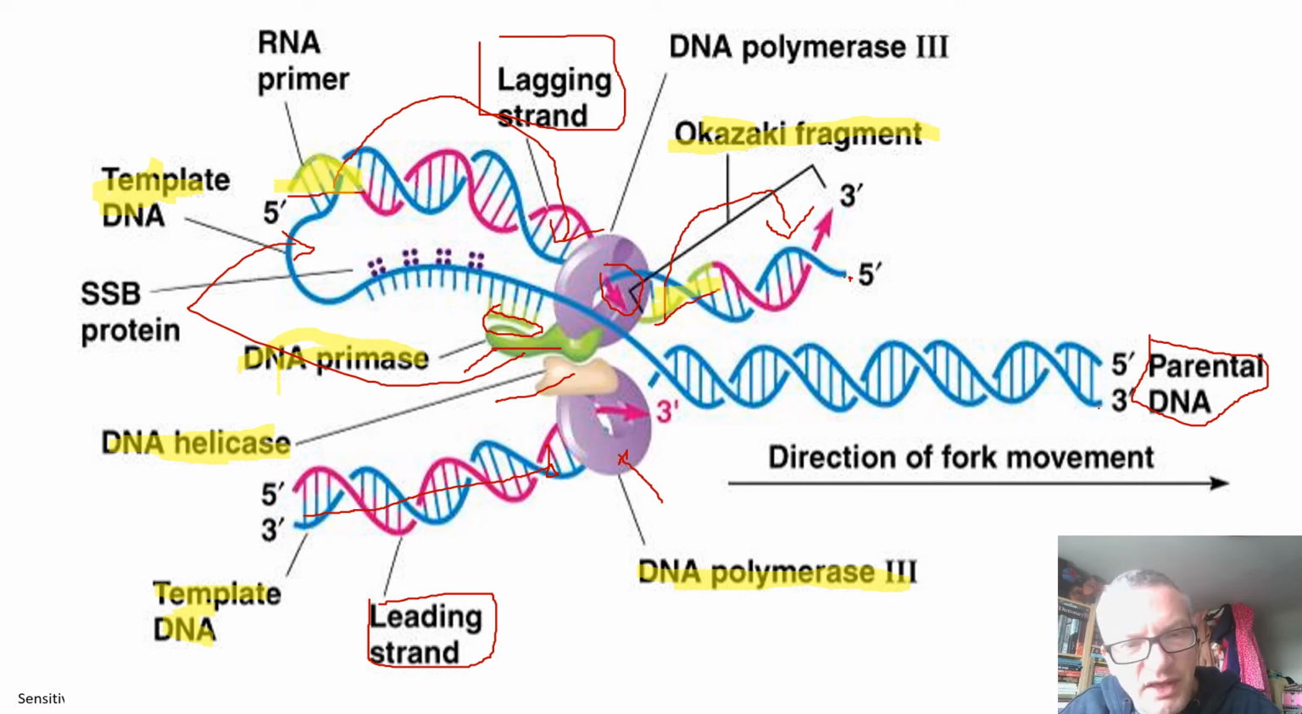We can also see on here some single-stranded binding proteins highlighted here. These are these little purple dots you can see. These help stabilize the lagging strand specifically and stop the single-stranded nucleic acid forming any interactions or bonds with itself, because they stabilize it while this process takes place.